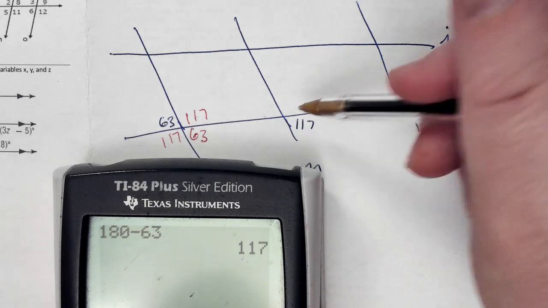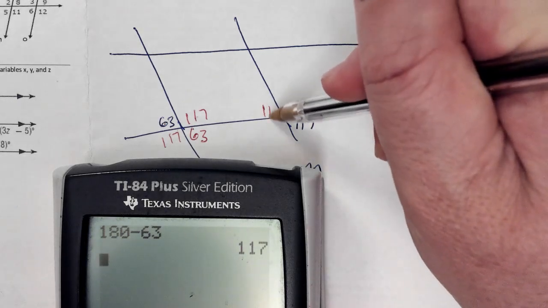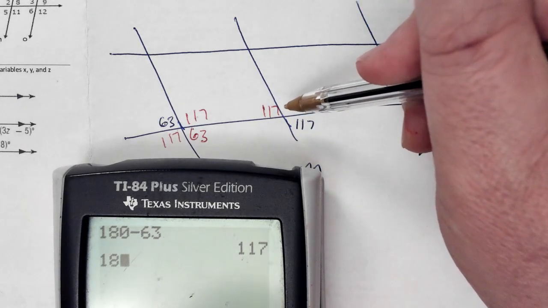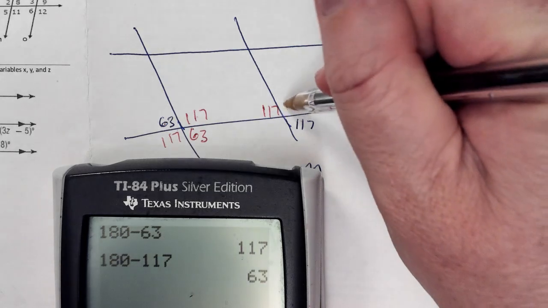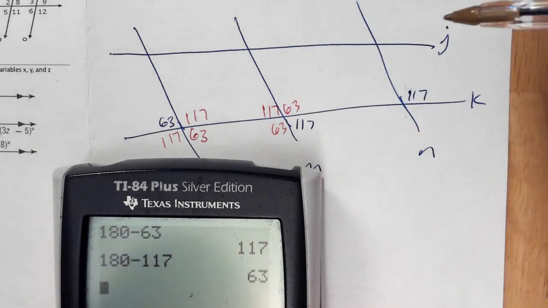Now, completely separate from that, let's find this. This is 117, this is 117, and 180, subtract 117, and this would be 63, and this would be 63.